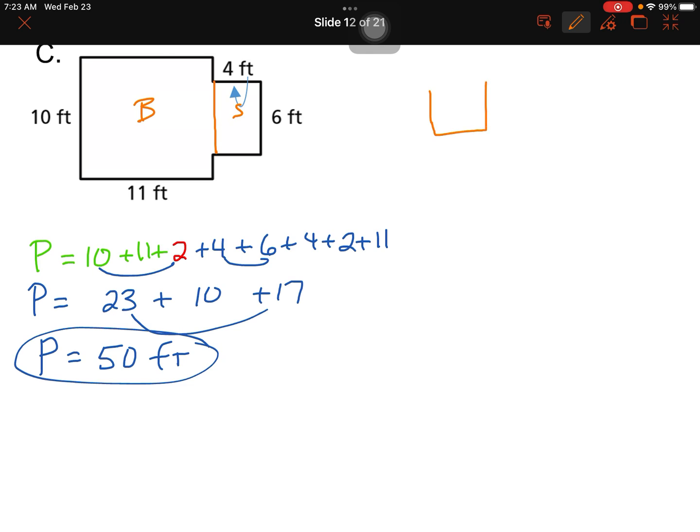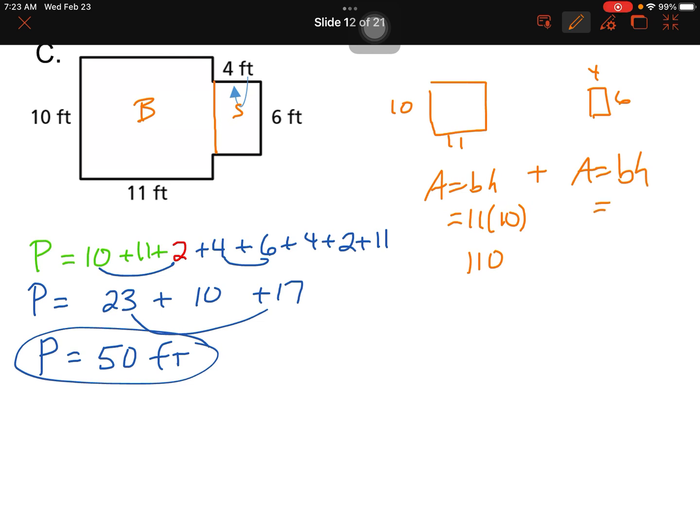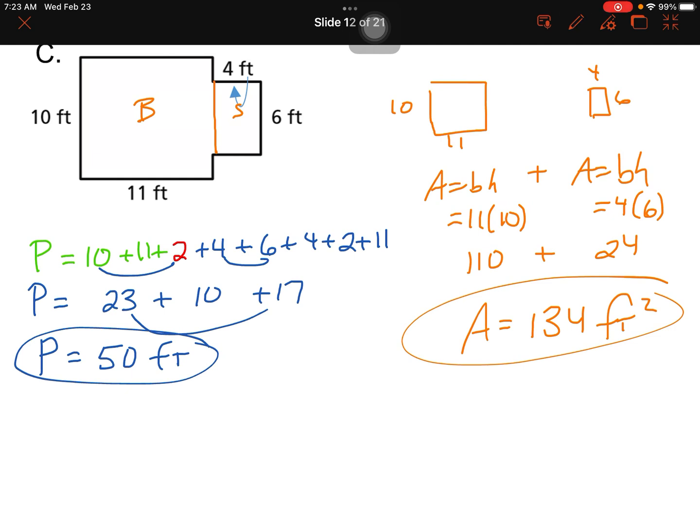And sometimes it's a good idea to just kind of quickly sketch it. This is 10, this is 11, so its area is base times height, which is going to be 11 times 10, which is 110. You need to add that to the little rectangle, which is 4 by 6, and so the area is base times height, which is 4 times 6, which is 24, and so altogether the overall area would be 134 feet squared in this case. So that is what you're basically doing.